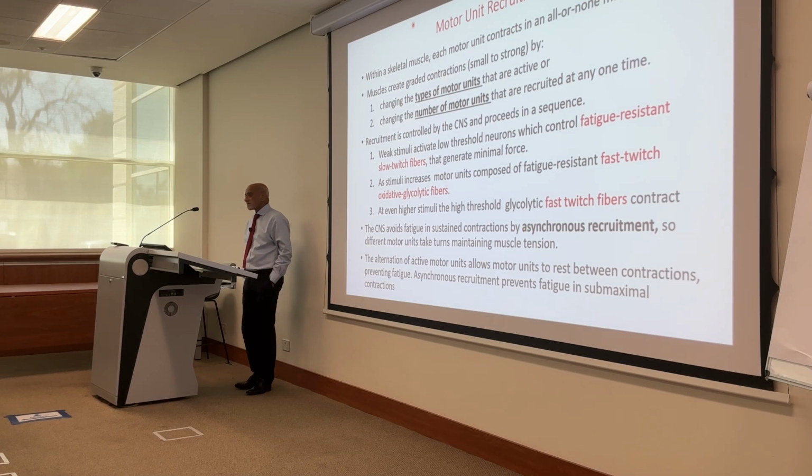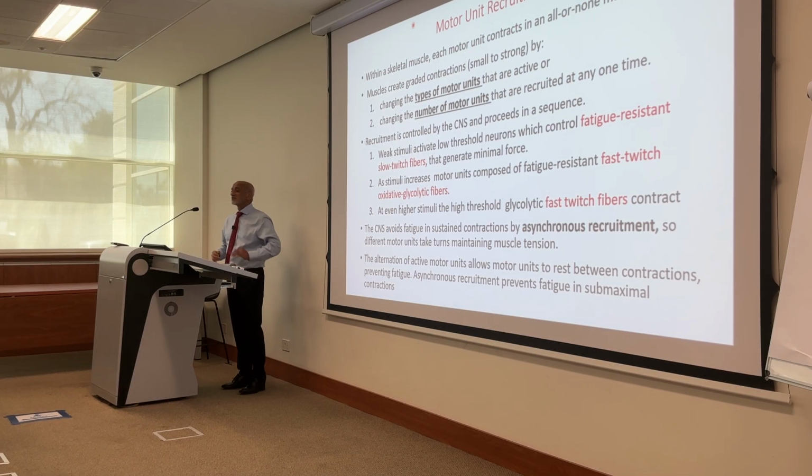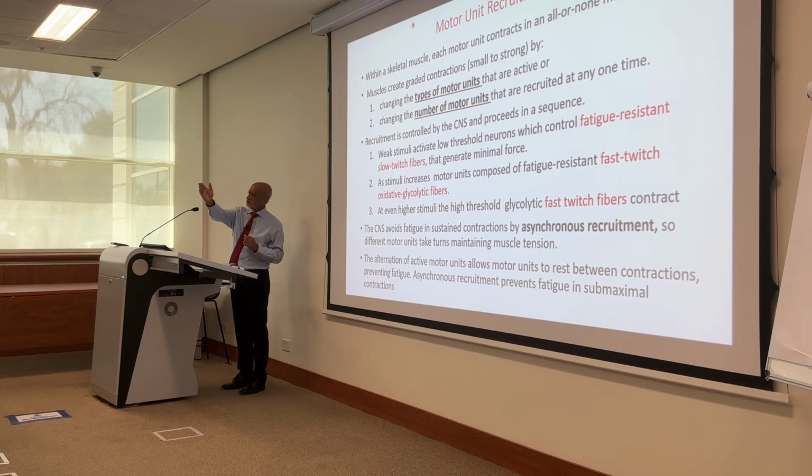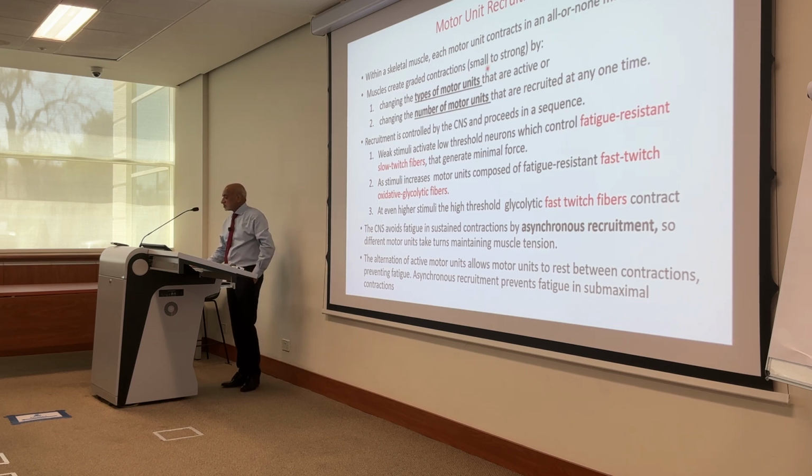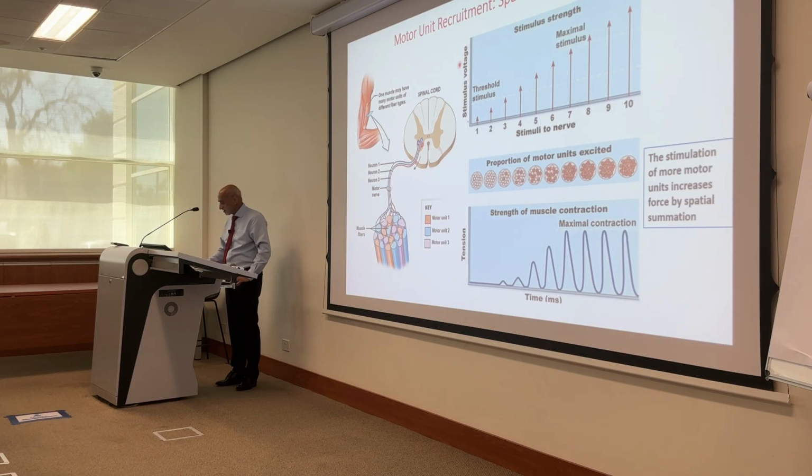So, motor unit recruitment. How does the brain go about saying, I want you, you, and you to contract, but then I want you and you to contract in the next cycle? Each motor unit will contract in an all or none fashion. If the nerve is stimulated, the fibers that it goes to will contract. Secondly, muscles will create a graded contraction, as I showed you in the previous slide. It will start off low and then it will become maximum.